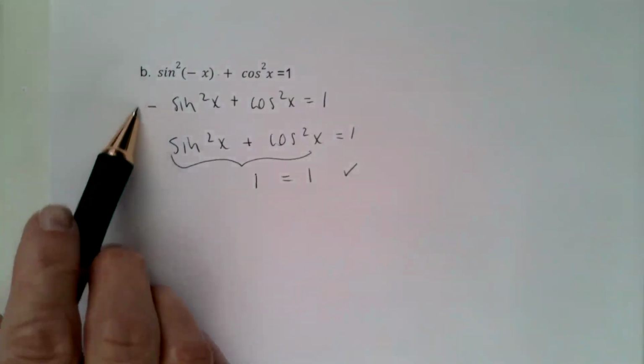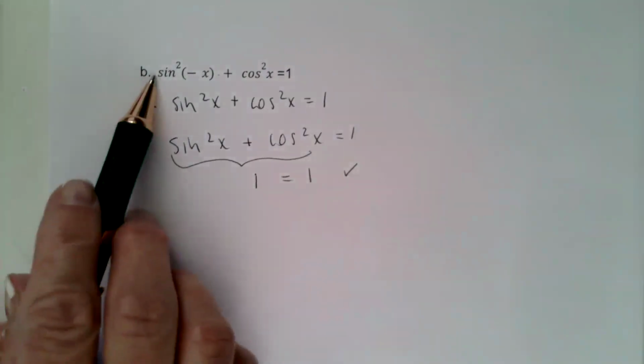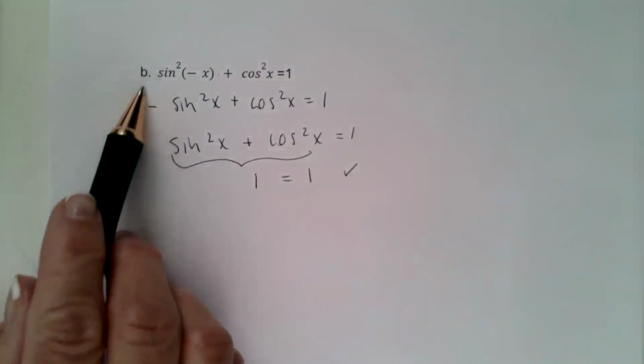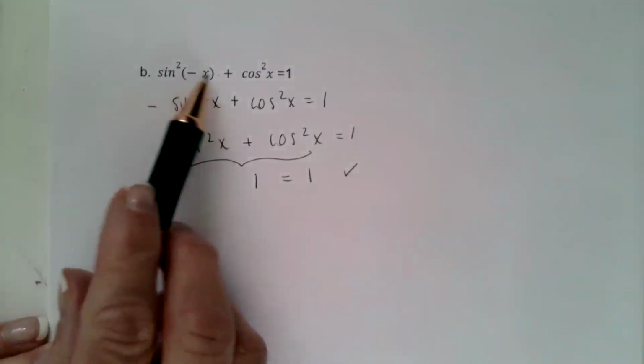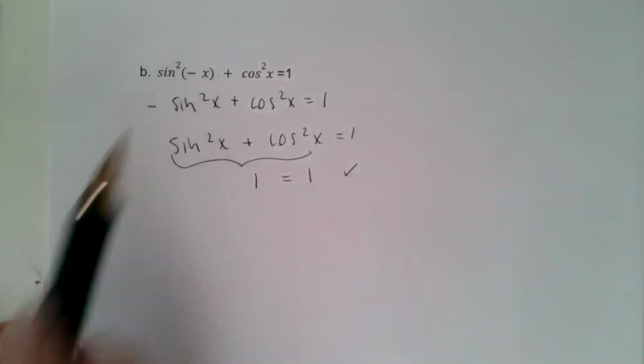So you'll have to go back to chapter 5 to see the progression here of these identities of the sine squared of a negative x and negative sine squared x.